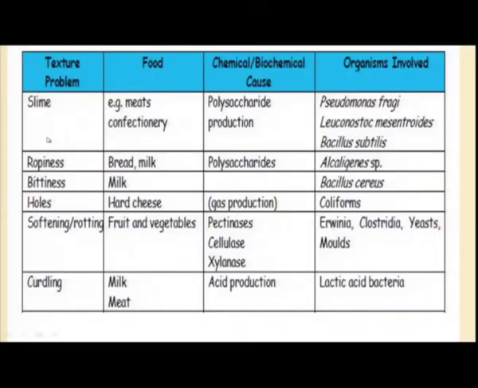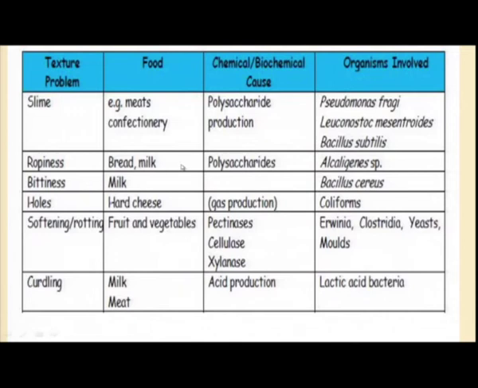For example, if we talk about the texture problem, in meats, confectionery, etc., you will have polysaccharide production. It will have an outer slime layer. So it will be sticky and slimy when you touch, indicating that a biochemical change has happened to the stuff concerned, especially in meat. This is caused by Pseudomonas fragi, Leuconostoc, etc.